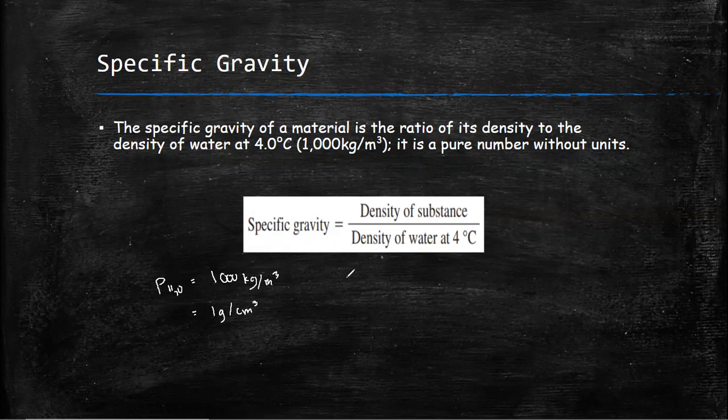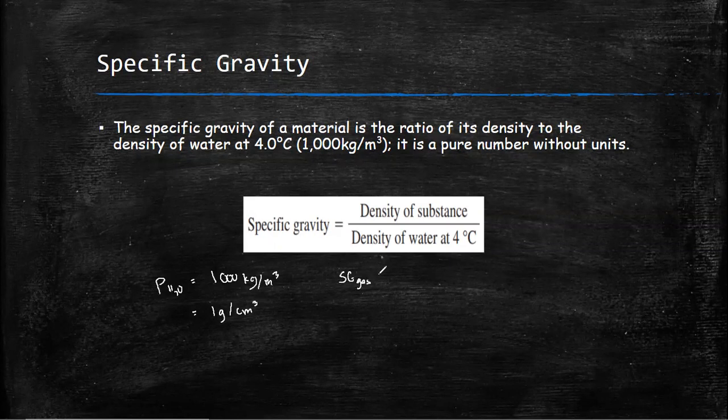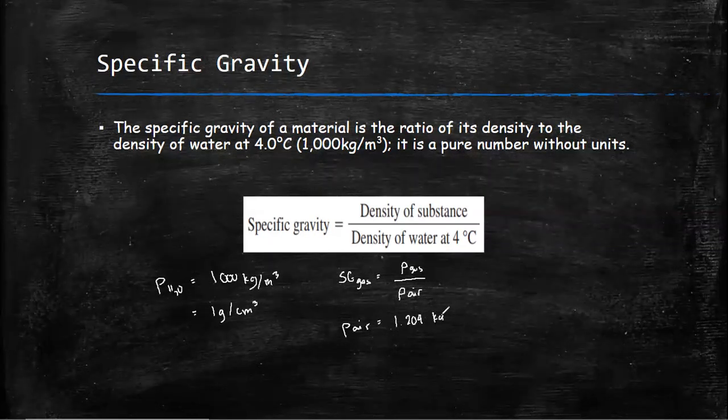In terms of gases, we may also get the specific gravity for a gas by getting the density of the gas over the density of air. So our reference substance is air, and the density of air is equal to 1.204 kilogram per cubic meter.